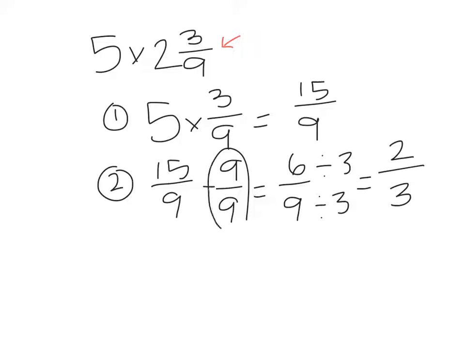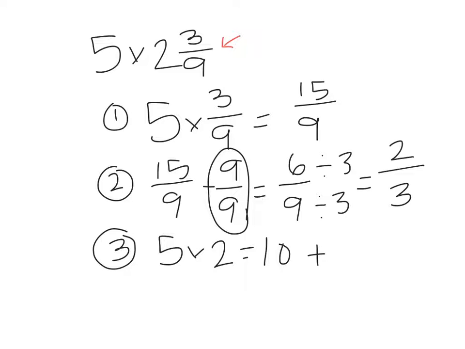I'm going to circle my whole to remember to use it later. Third step is to multiply my wholes. 5 times 2 is 10. I am now going to add in that whole I have circled to get 11. My fourth step is to put it all together, so I have 11 and 2/3.